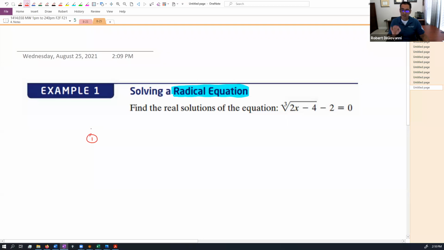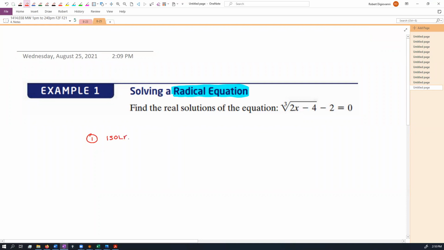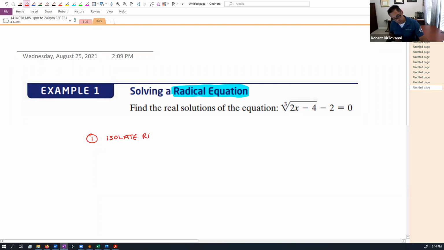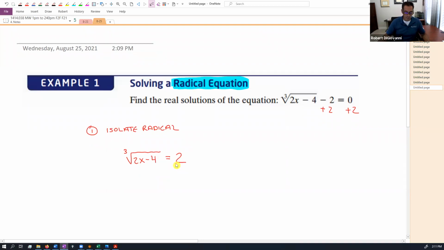That is correct. Now that step is actually called isolation of the radical. So we want to isolate the radical. Okay, that's step 1. So that would mean here for us, add 2, so that our equation looks like this: cube root of 2x minus 4 equals 2. We have isolated the radical. It's by itself, right? It's the only thing on one side of the equation. Everything else is on the other side. Who cares what that is? We've isolated the radical. That's the first step.